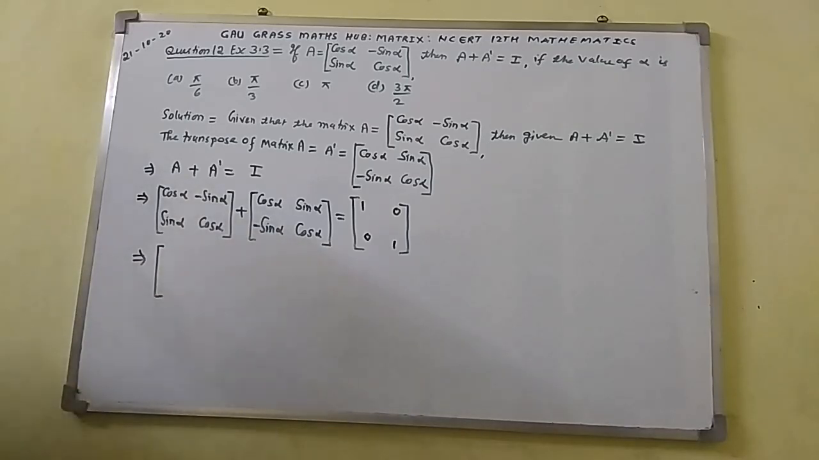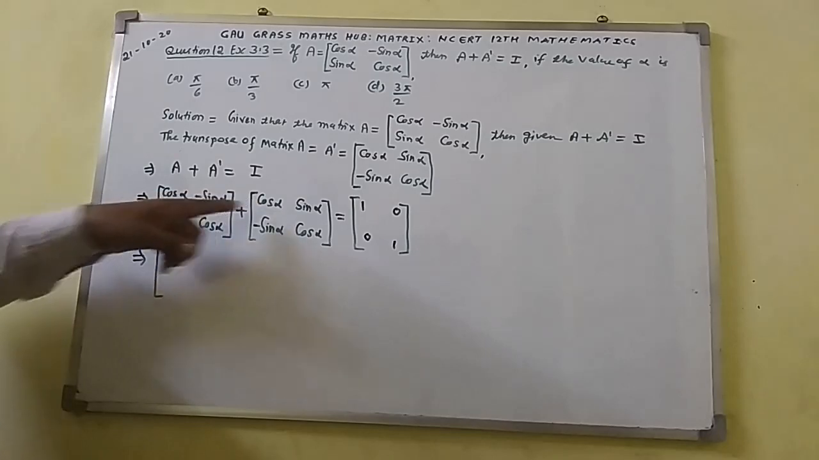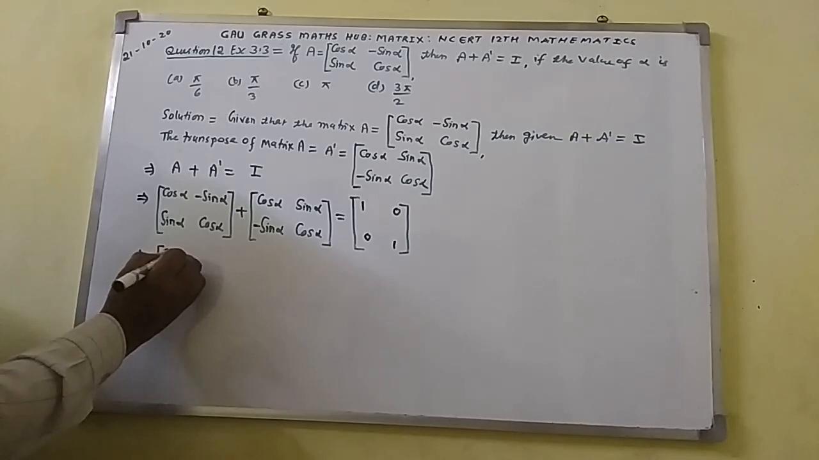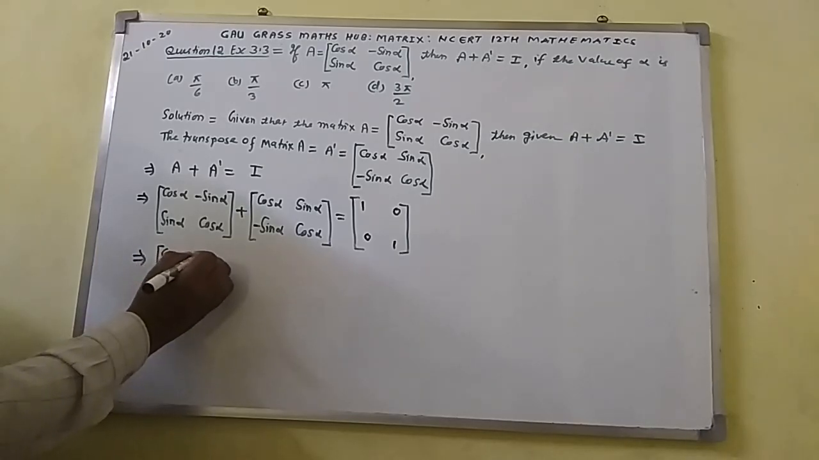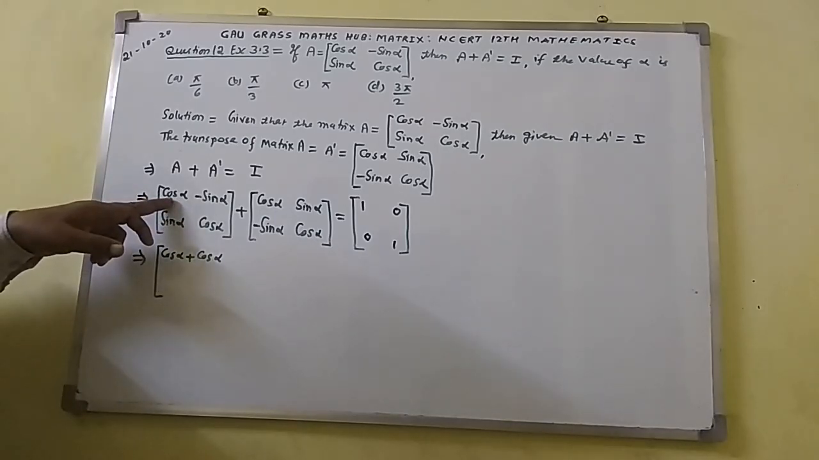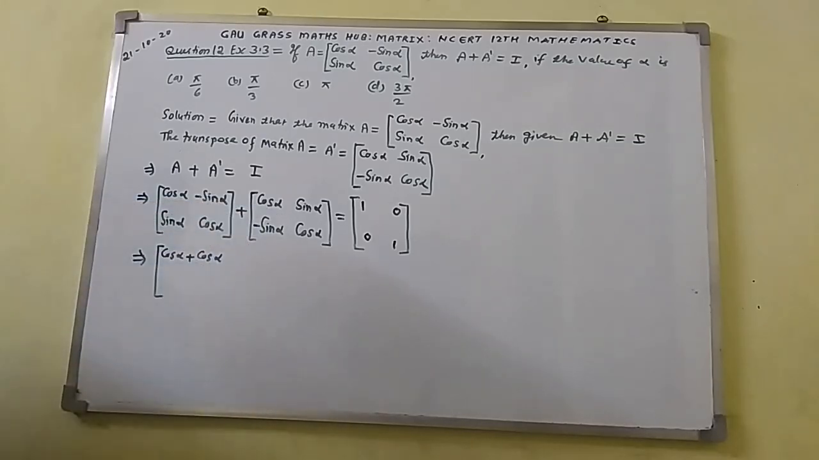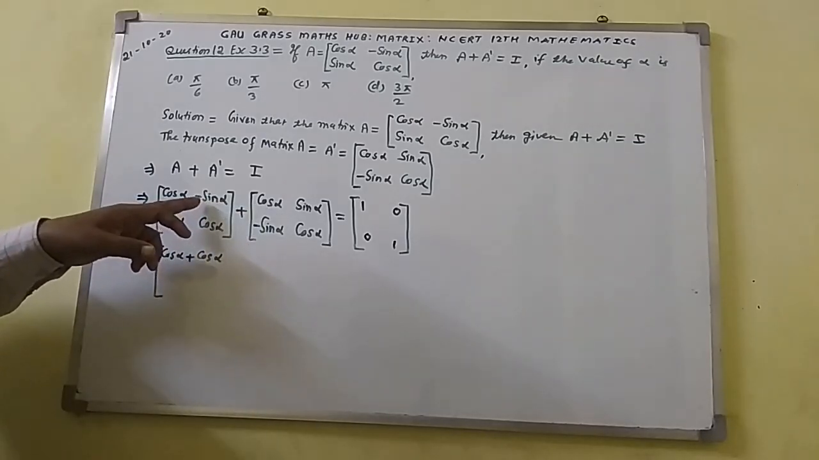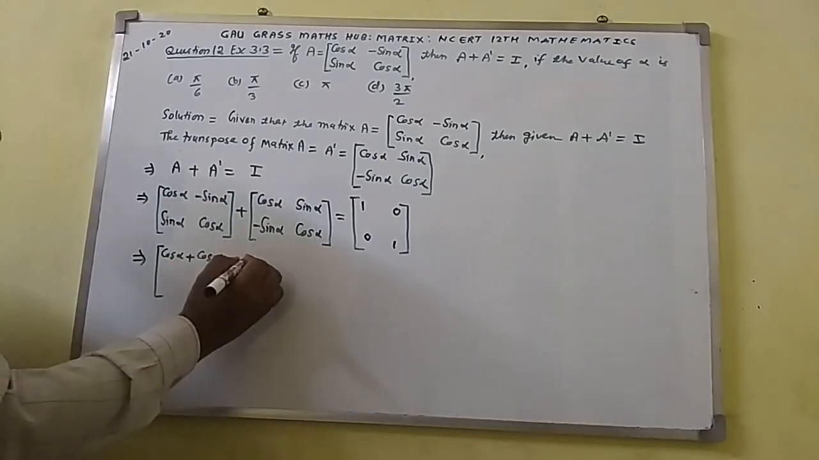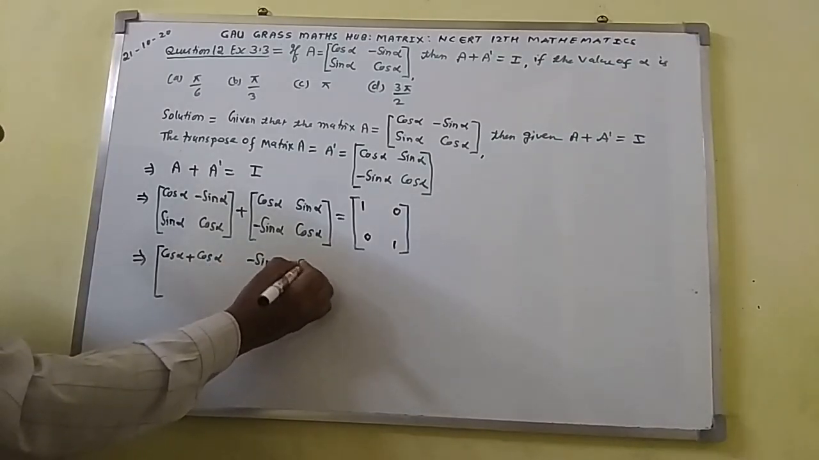See how the addition will be. The respective element of cos alpha here is cos alpha, so cos alpha plus cos alpha will be added together. So here I shall write cos alpha plus cos alpha. The respective element of cos alpha here is cos alpha, added together. And for the respective element of minus sin alpha will be sin alpha, so here I shall write minus sin alpha plus sin alpha added together.